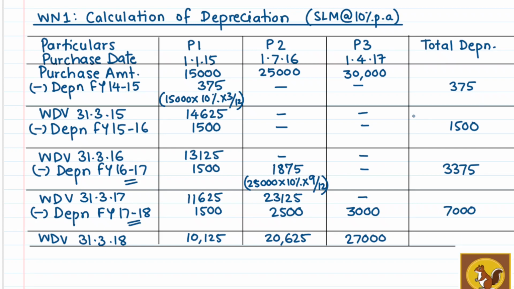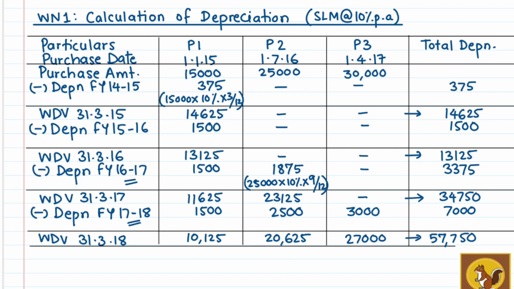So let's do the WDV working. 14,625, 13,125. Third year WDV will be 11,625 plus 23,125. That is 34,750. And last year, that is fourth year, 10,125 plus 2,625 plus 27,000. The amount is 57,750. So this is the only working note required.